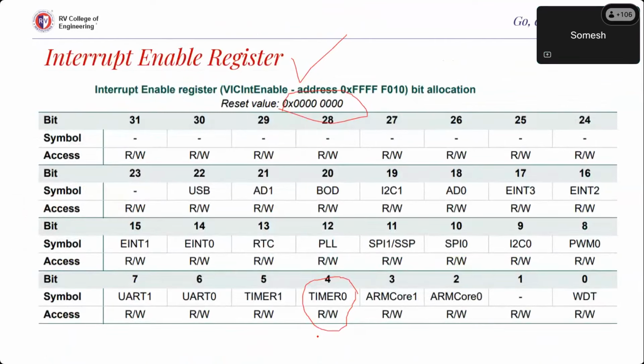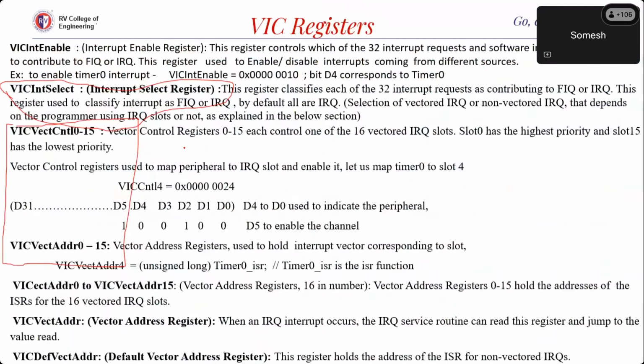Let's understand that. I said there are 16 vectored IRQs possible. Generally they are called slots. If somebody asks how many vectored IRQs there are, people also use the term IRQ slots. There are 16 vectored IRQ slots. That means timer 0 can be configured as one of the vectored IRQ slots. So if an interrupt is generated from a timer, I can treat that timer as an FIQ, as a vectored IRQ, or as a non-vectored IRQ.